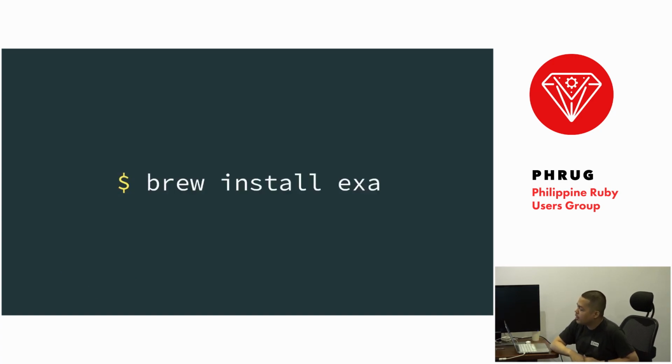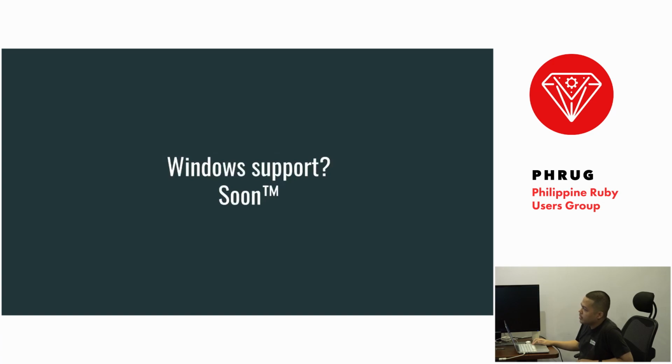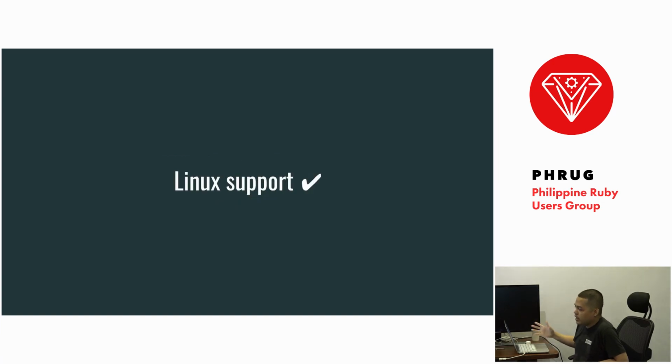If you're running on Mac, you can install it with Brew, just like that. And then on the website, it only says Windows support coming soon. And then it has Linux support. So you can check the EXA website. It has instructions for different flavors of Linux, Arch Linux, Fedora, Gentoo, and so on.